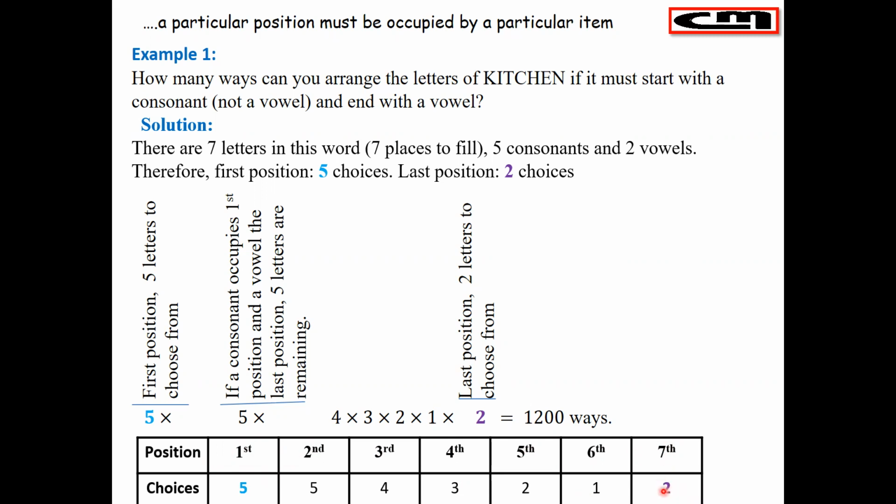Then once I'm done, I'm saying the first and last positions are filled. Then how many letters left? 5. Then second position, I have 5. Once this is filled, I have 4, and so on up to 1. These are the different choices for the different positions. Together, we then multiply the 5 times 5 up to 2, like I have shown here. And we are allowed to do that because of the fundamental counting principle.